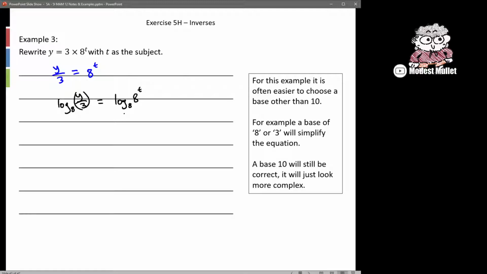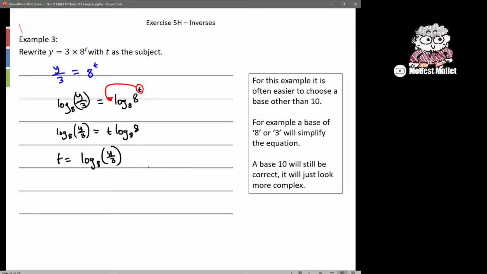Similar to the very first slide, using that log law, we can bring the exponent in front. So we now get log base 8 of y on 3 is equal to t log base 8 of 8. Log base 8 of 8 is just 1. So we get t is equal to log base 8 of y on 3.